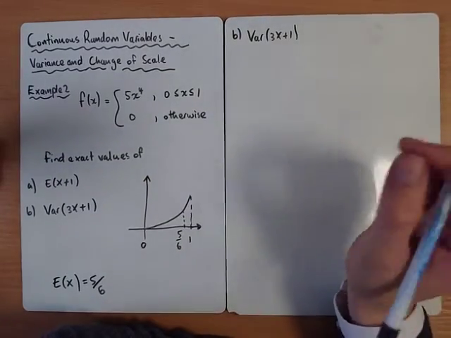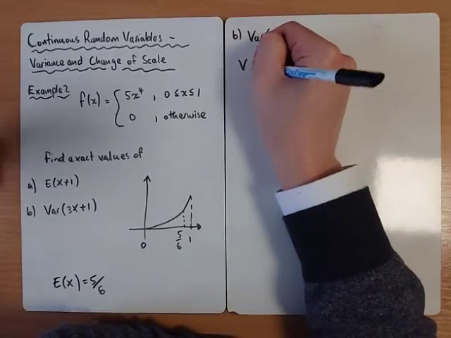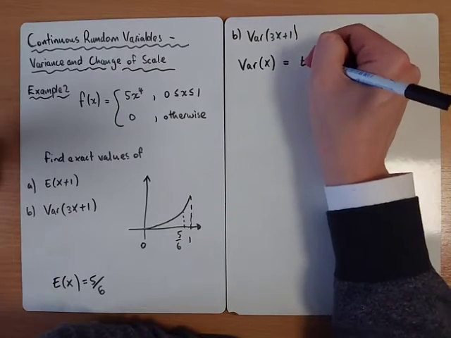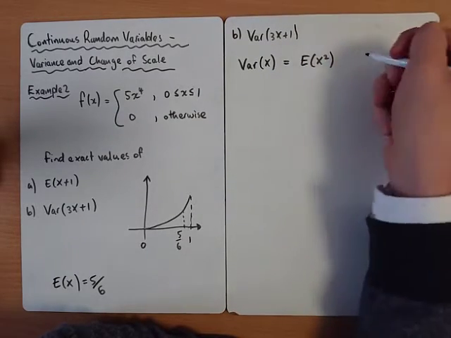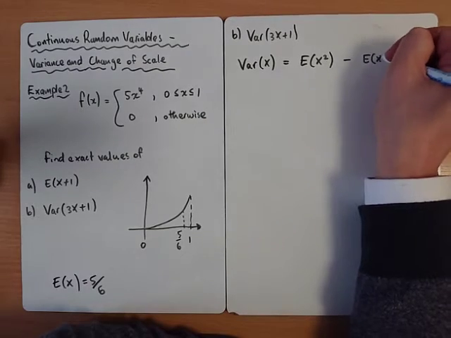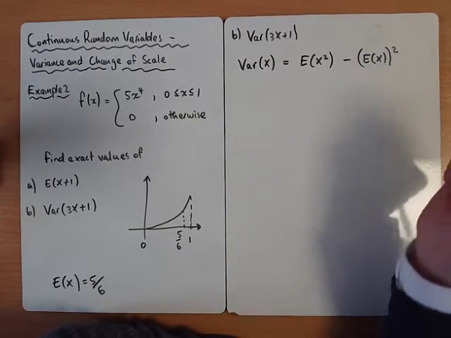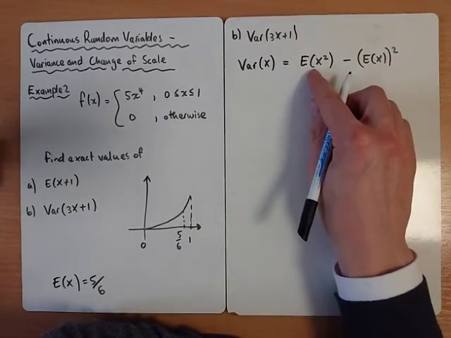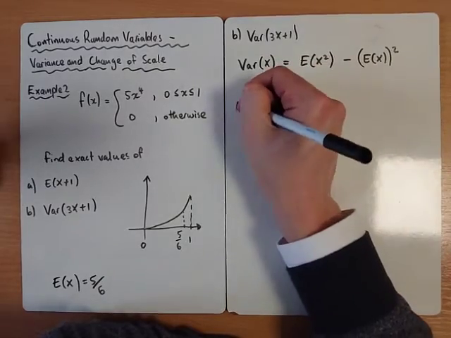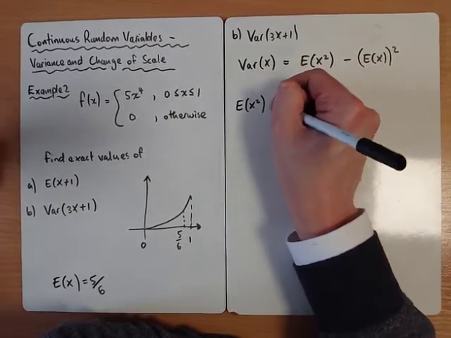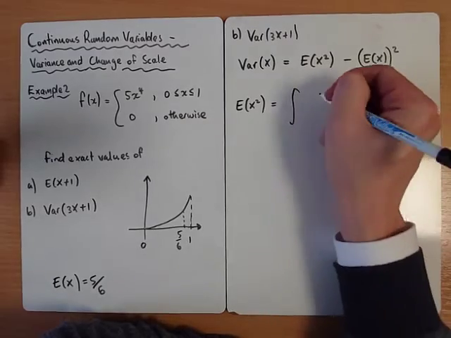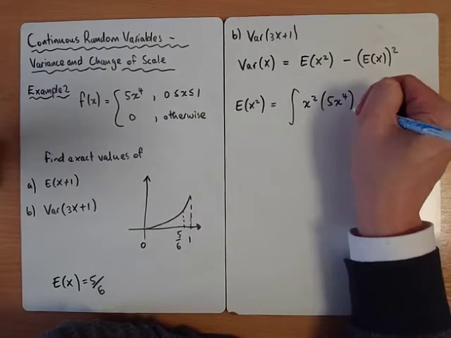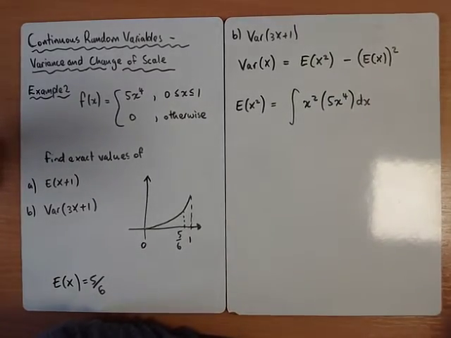So the second part says the variance of 3x plus 1. But let's start by finding the variance of x. So that's the expected value of x squared minus the expected value of x squared. Same formula as for discrete, but obviously we've got a different way of finding these. If I want the expected value of x squared, then I'm going to have to multiply by x squared before I integrate. Right, don't forget that, guys.